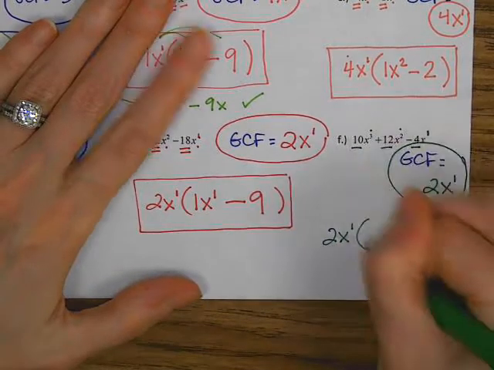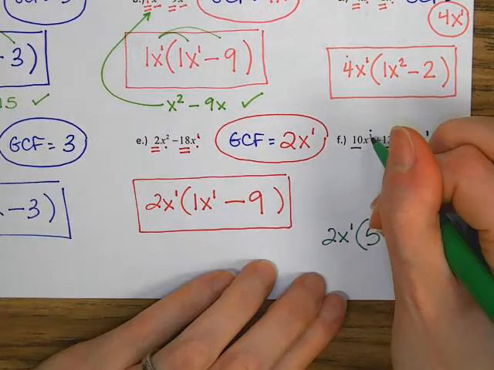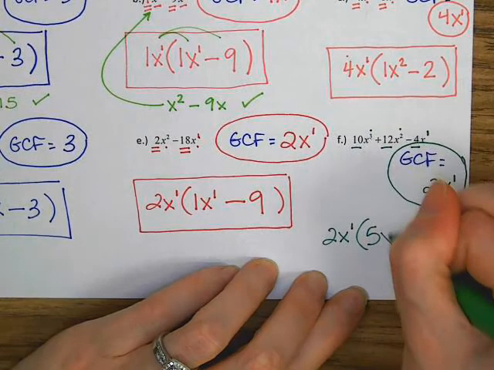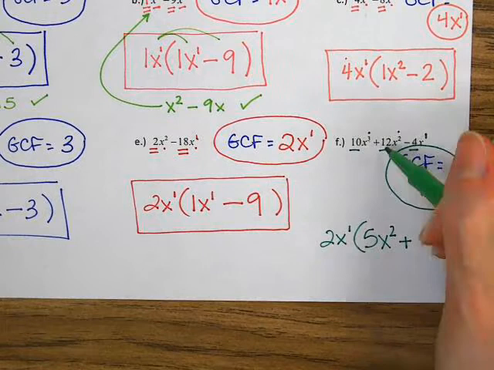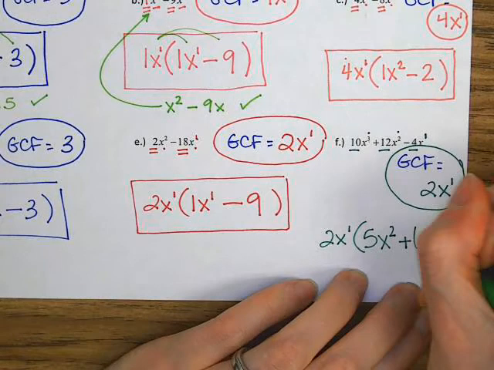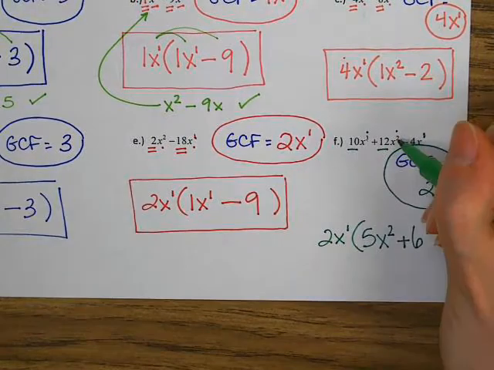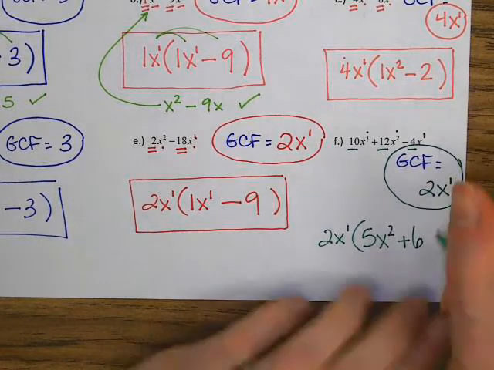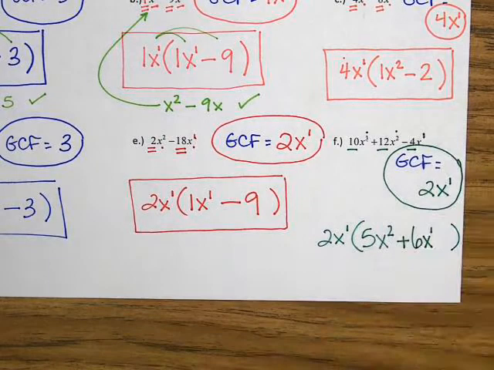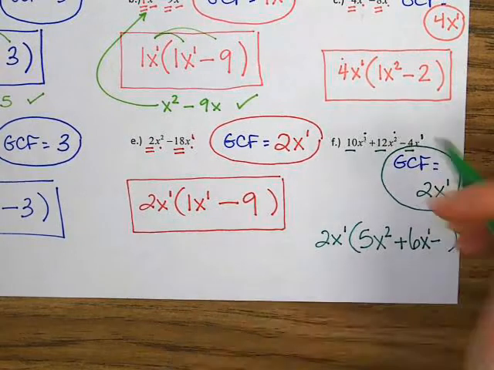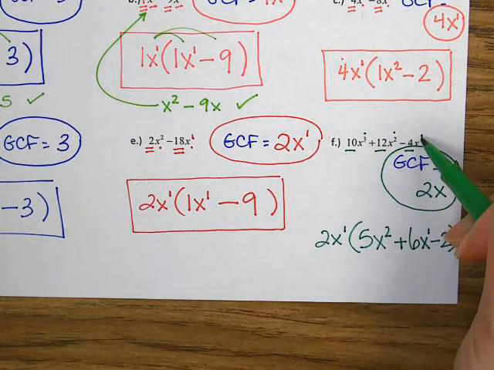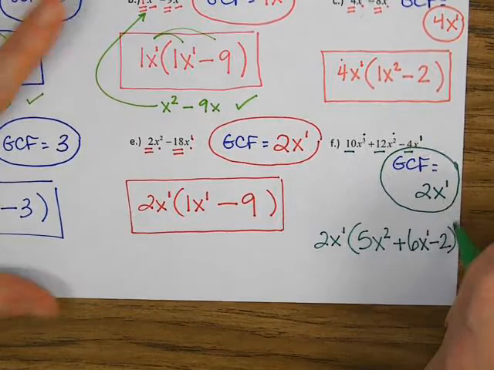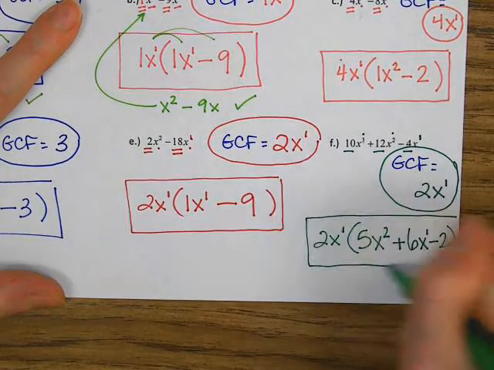10 divided by 2 is 5. If you subtract, 3 minus 1 is x squared, and then plus. 12 divided by 2 is 6. And if you subtract, 2 minus 1 is 1 left. And then minus sign, 4 divided by 2 is 2. And if you subtract, 1 minus 1 is 0, so nothing. And that is factored form.